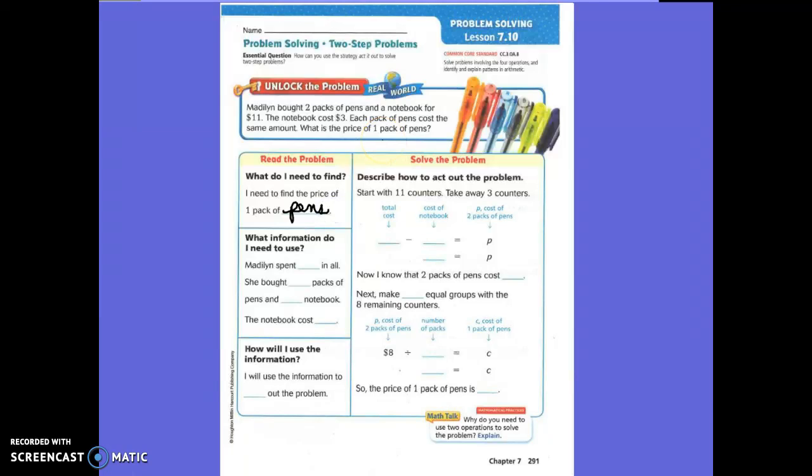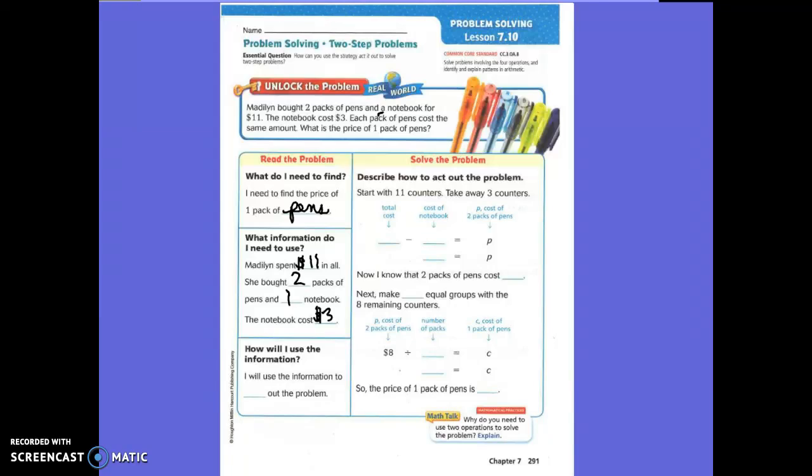Okay, how much did Madeline spend in all, for the information we need to use? $11. She bought how many packs of pens? Two. And how many notebooks? Wait, one. It said a notebook. A means one. And the notebook cost how much money? $3.